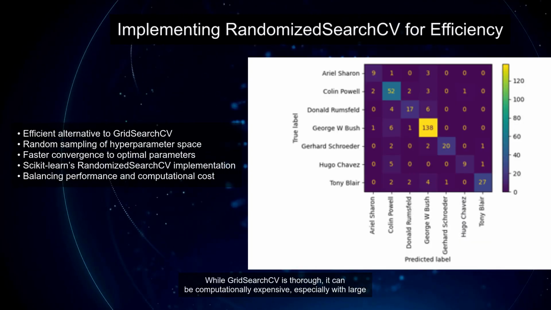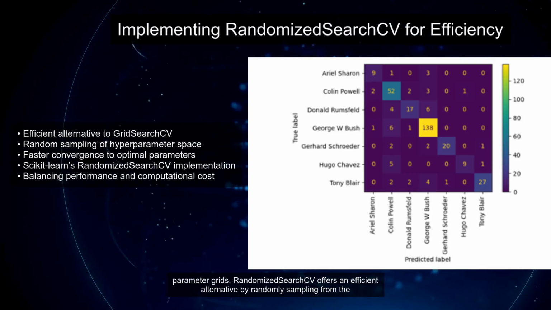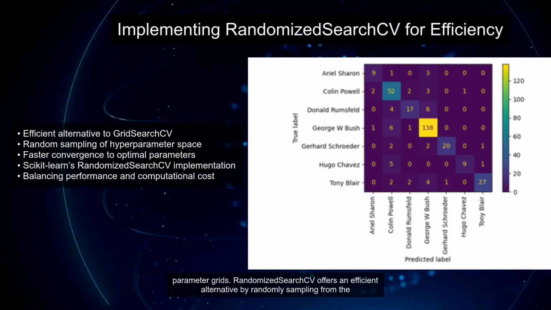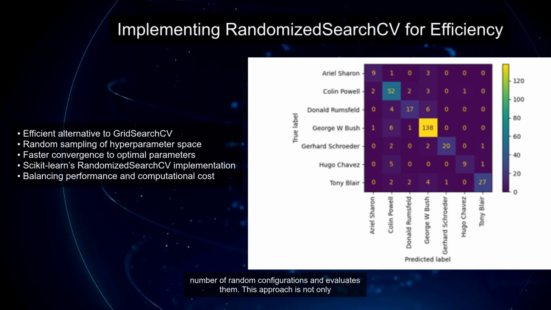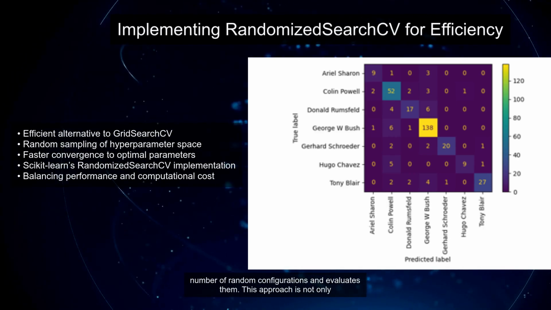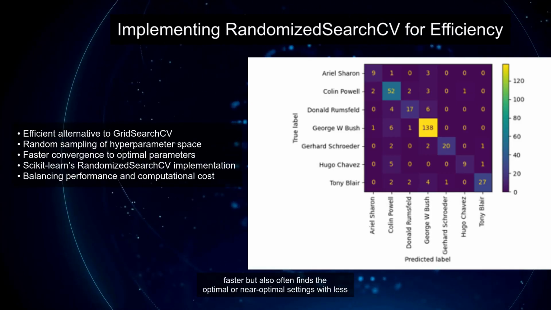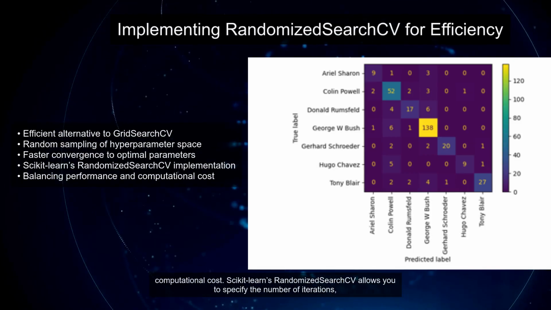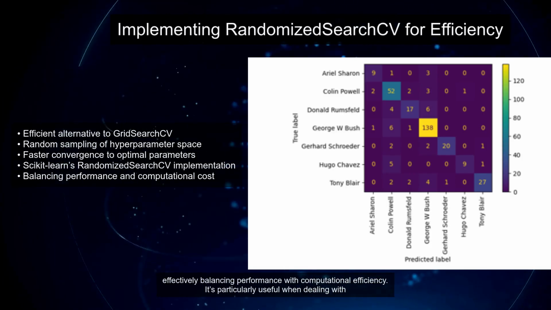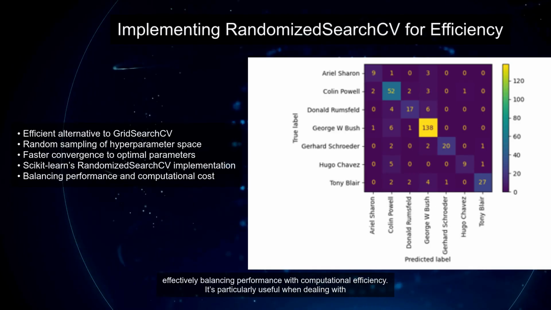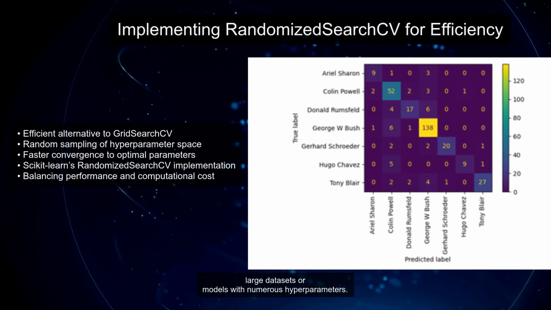While GridSearchCV is thorough, it can be computationally expensive, especially with large parameter grids. RandomizedSearchCV offers an efficient alternative by randomly sampling from the hyperparameter space. Instead of trying every possible combination, it selects a fixed number of random configurations and evaluates them. This approach is not only faster but also often finds the optimal or near-optimal settings with less computational cost. Scikit-learn's RandomizedSearchCV allows you to specify the number of iterations, effectively balancing performance with computational efficiency. It's particularly useful when dealing with large datasets or models with numerous hyperparameters.